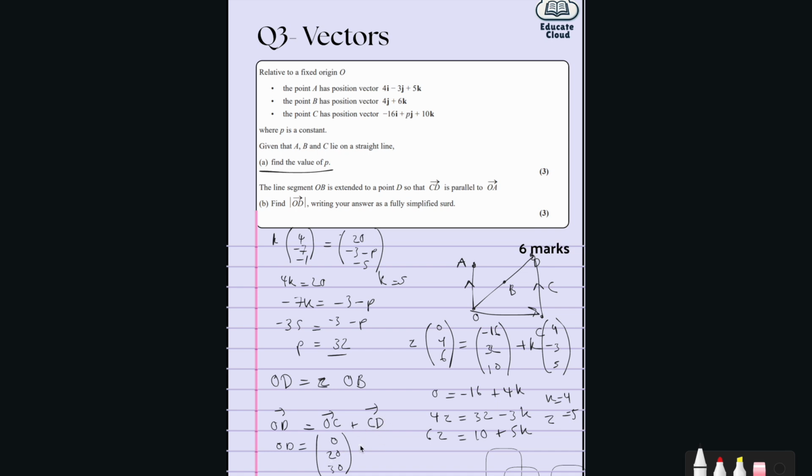Okay? And to find the magnitude, we need to square and root it. So do 0 squared plus 20 squared plus 30 squared and root that all. So our answer is 10 root 30. Okay? This is quite a difficult question. So if you do need to try it again, go through it again. But that's how you would do it.